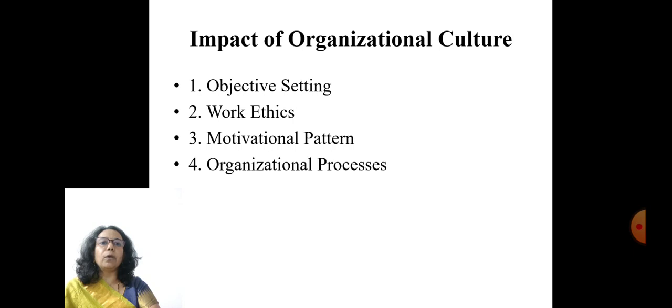And the fourth one being organizational process, like planning, decision making, controlling, etc., determined by the organization culture, because these processes are carried out by the people in the organization. So that's about the impact of organization culture, mainly divided into four, that is objective setting, work ethics, motivational pattern, and organizational processes.